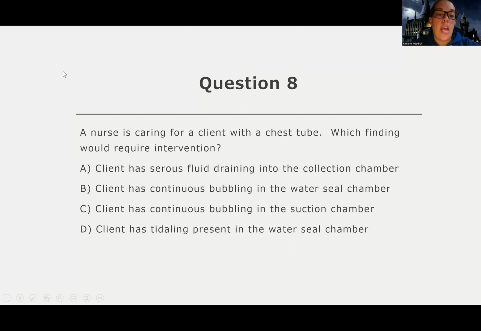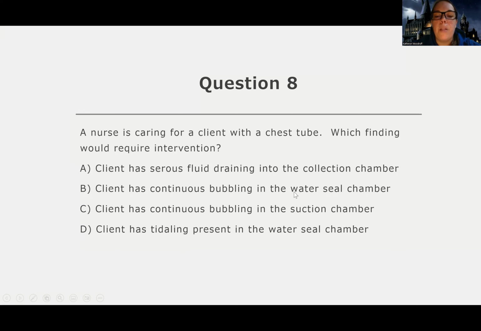So the last question, question 8: a nurse is caring for a client with a chest tube. Which finding would require intervention? A says, client has serous fluid draining into the collection chamber. So this is saying, which of these is abnormal? This is again where, with a chest tube or device, I want to study what's my role in the device. What is okay with this device, and when am I going to need to call? It's a collection chamber, so it should be collecting fluid. Serous color fluid sounds pretty normal for coming from a chest tube. So I like that one so far.